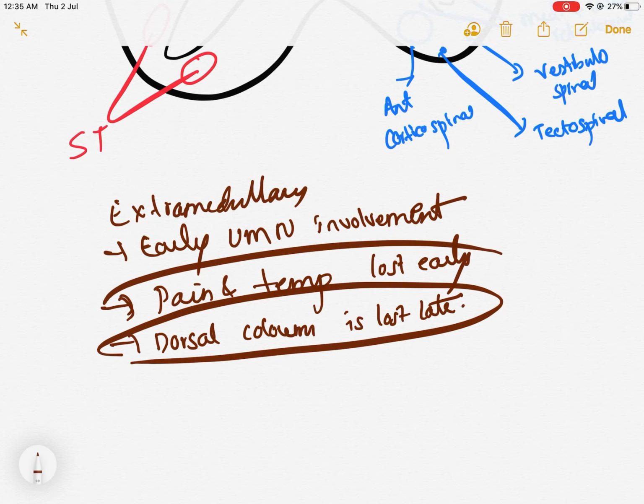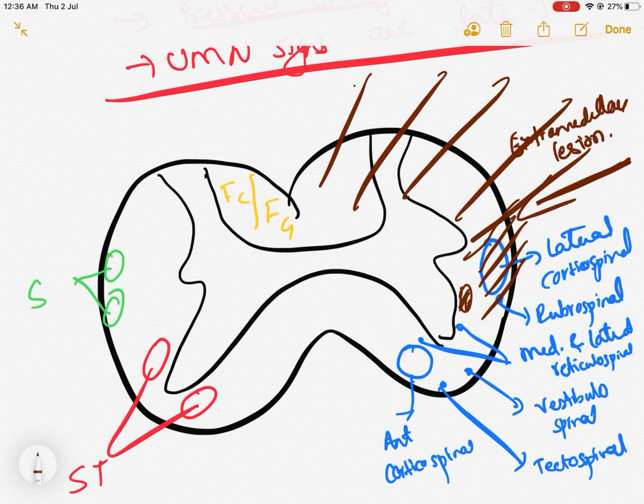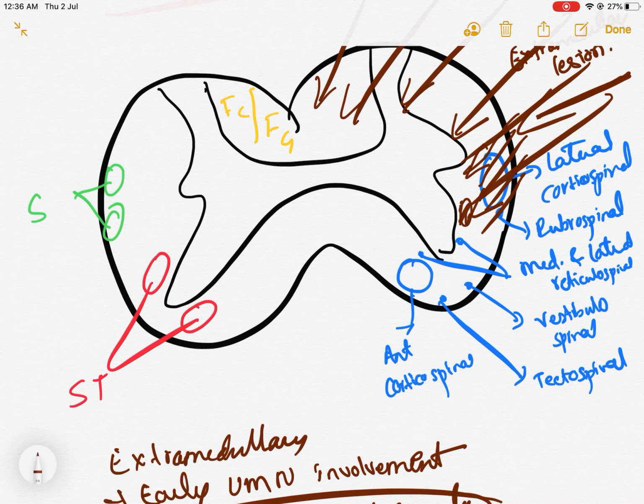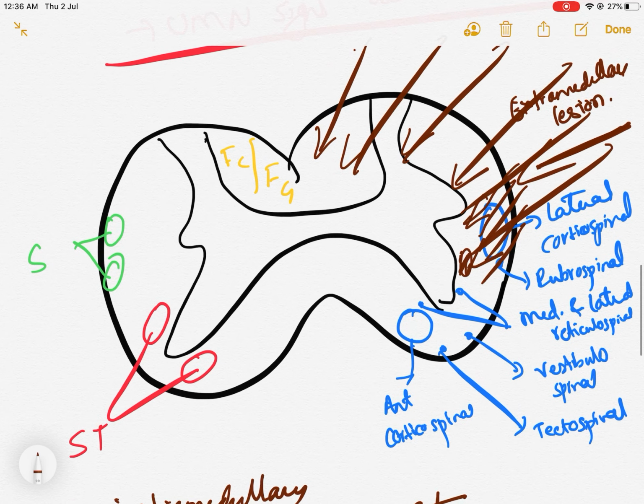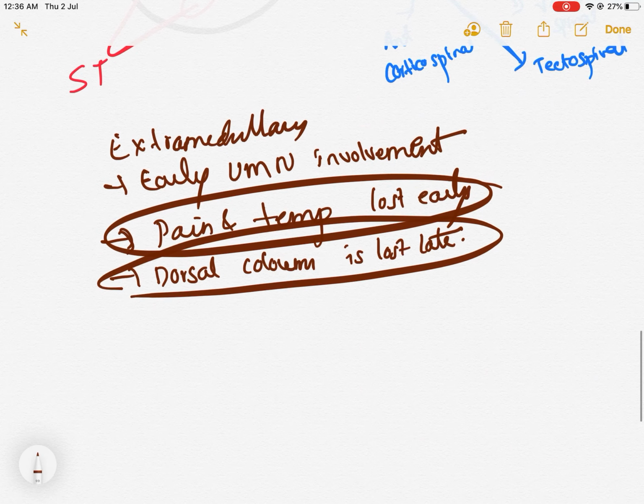However, these usually occur together because most of the time the compression occurs in this direction. Okay, so the direction of compression is this. Because the disc is present posterior to the spinal cord, once the disc prolapses anteriorly, it will compress the posterior portion of the spinal cord first, that is the dorsal column, then the lateral spinothalamic tract and the lateral corticospinal tract. So the dorsal column is also lost.